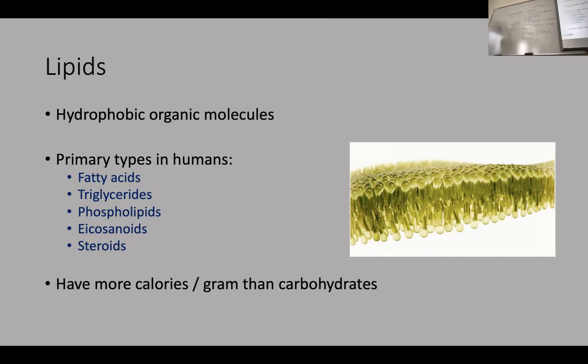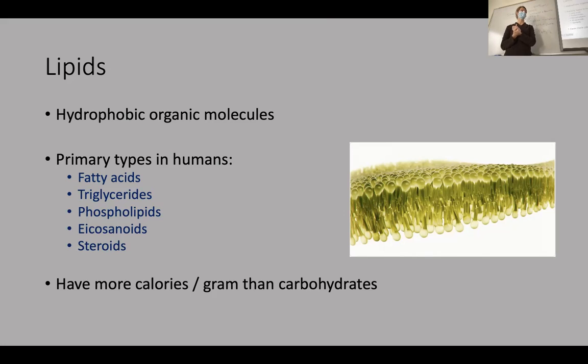There's 5 main types that are found in humans. You've probably, at least in general bio, heard of at least the first 3, and you've probably heard the word steroid before, even if it wasn't covered in general biology. So we're going to talk about each of these pretty briefly. Fatty acids and triglycerides are very closely related. They're really similar. Phospholipids, does anyone remember where phospholipids are found in the body?